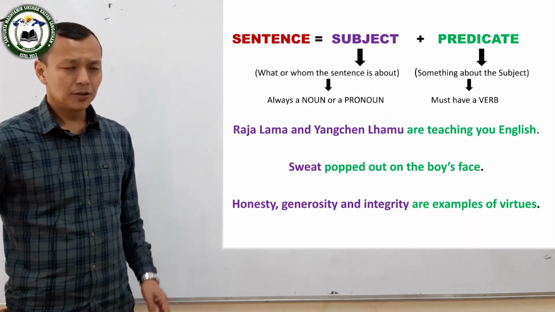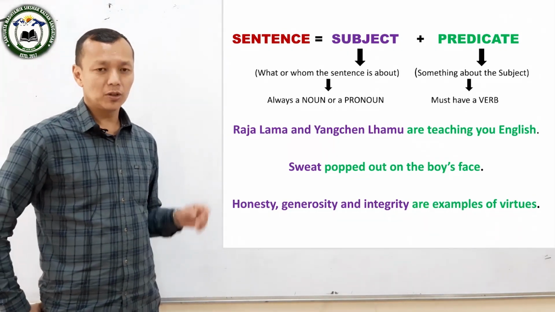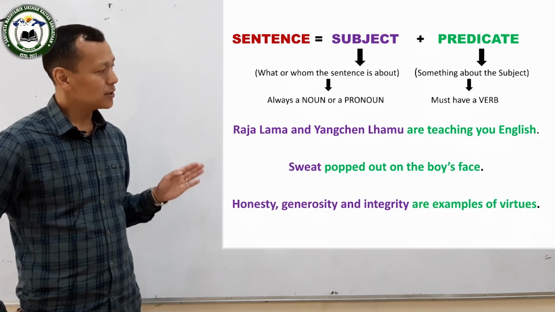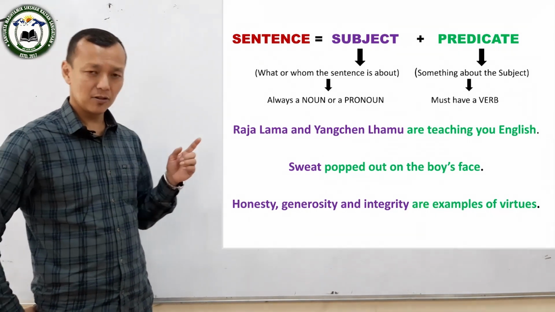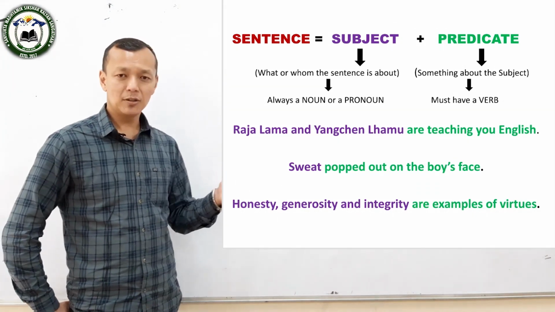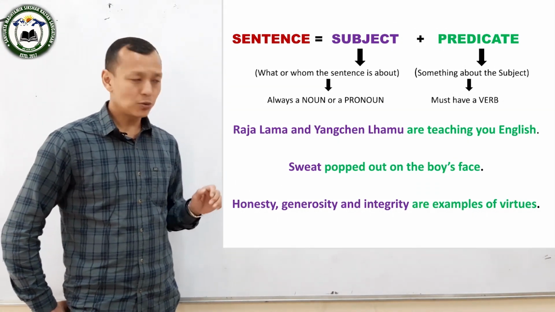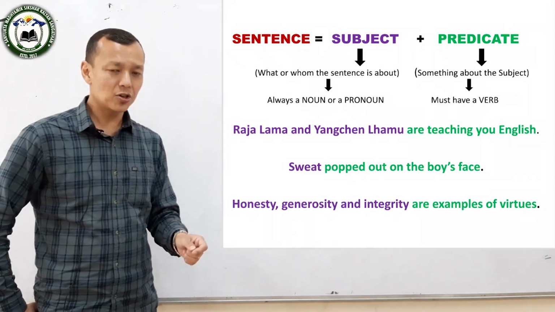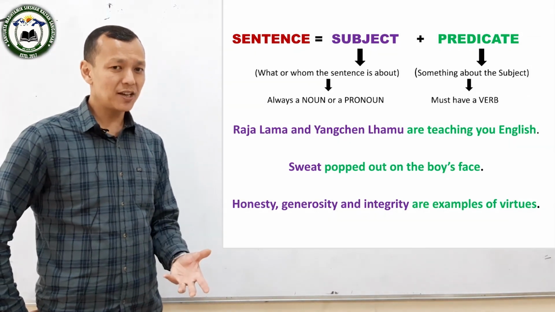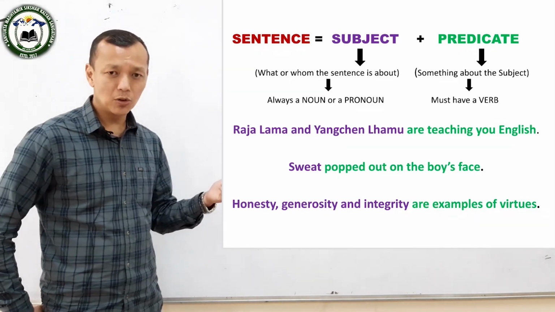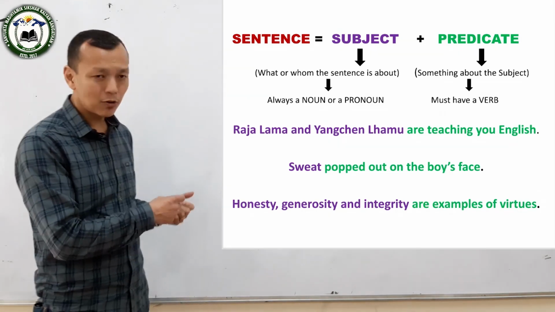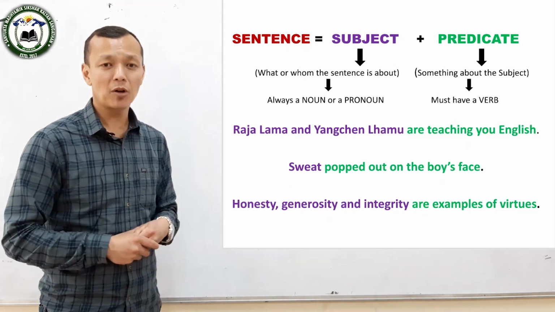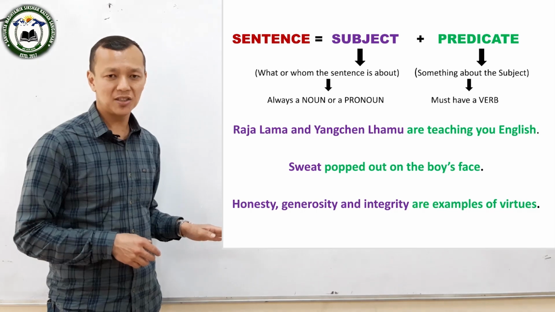you can see on the screen there. And the purple part, as you see the words that are highlighted in purple, is the subject part of the sentence. The ones that are highlighted in the green color is the predicate part of the sentence. So in the first sentence there, Raja Lama and Yangchen Lamu are teaching you English. कसको कुरा हुँदैछ त्यो सेन्टेन्समा? राजा लामा र याङछेन लमुको. So that part is the subject. उनीहरुको बारेमा के भनिँदैछ? Are teaching you English. That is the predicate part of the sentence. The same thing applies in the other two.